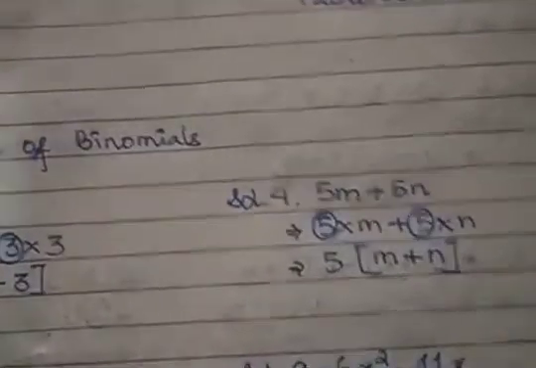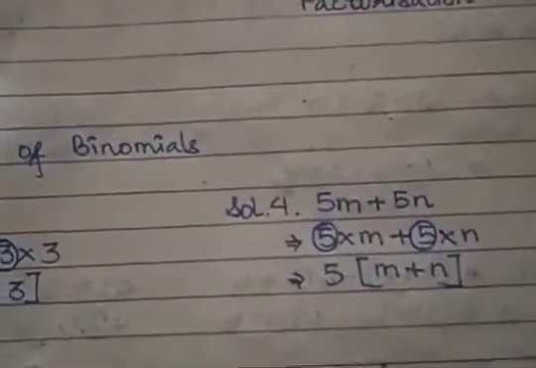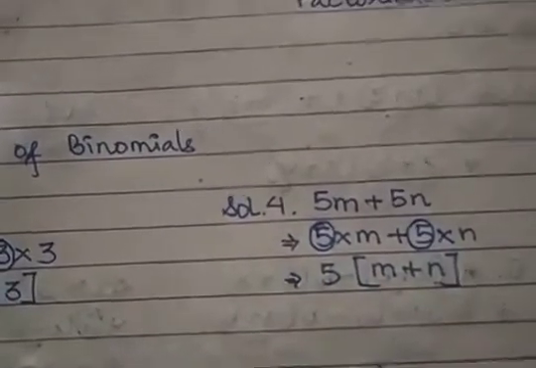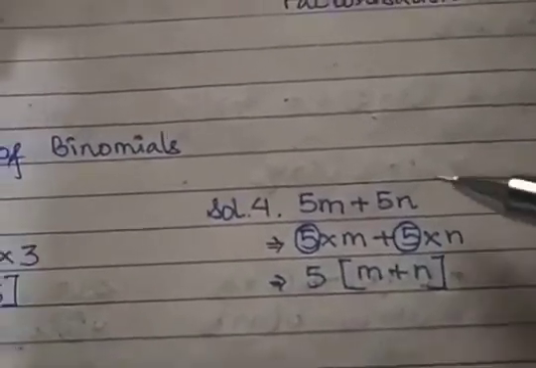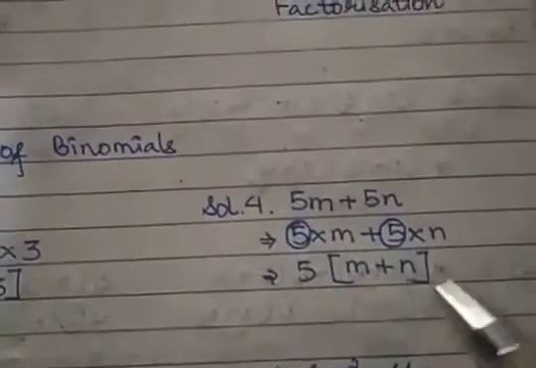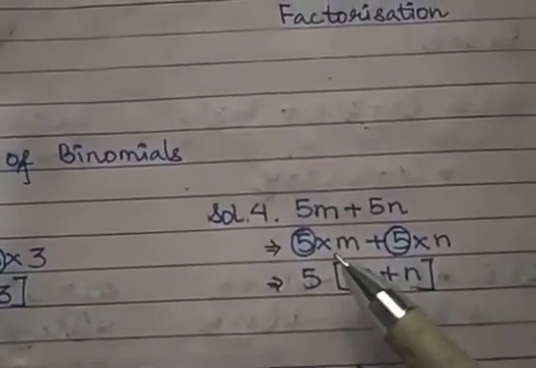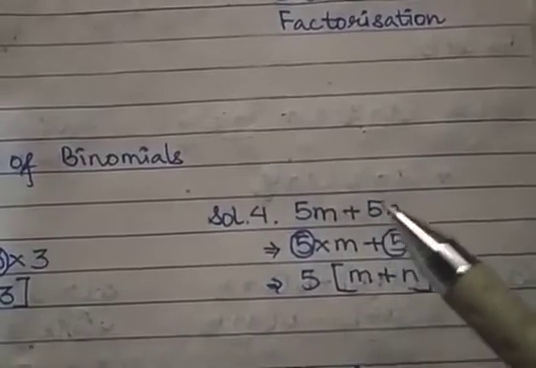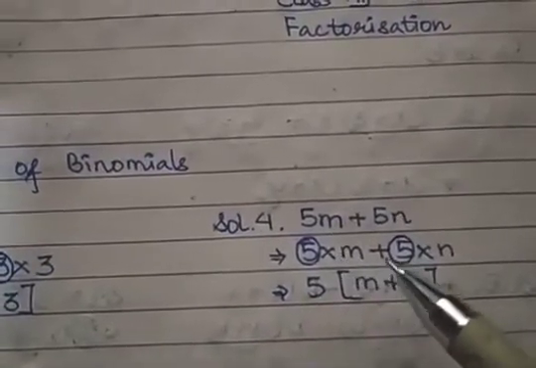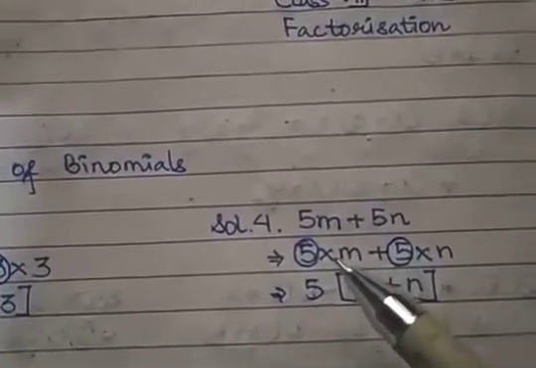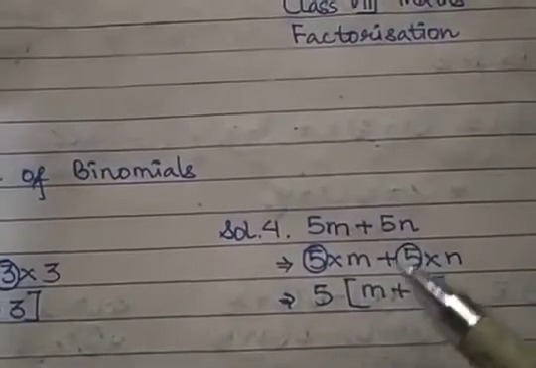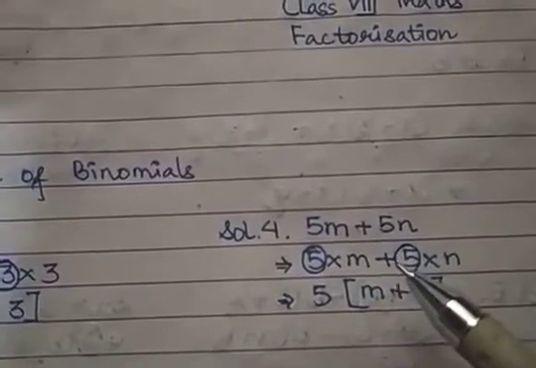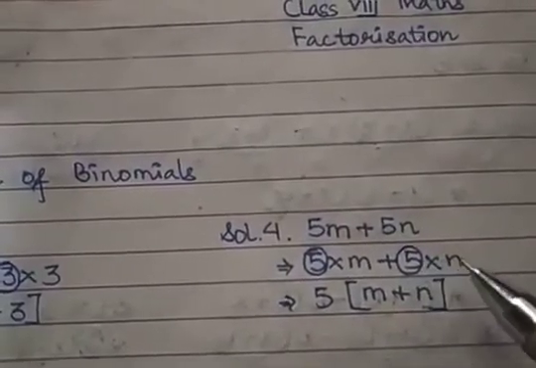The next question is from question number 4. I have 5m plus 5n. From the question to the second line, what I have done is simply expressed the first term and the second term of the binomial in their factors. See, 5 into m plus, the sign remains the same, 5 into n.